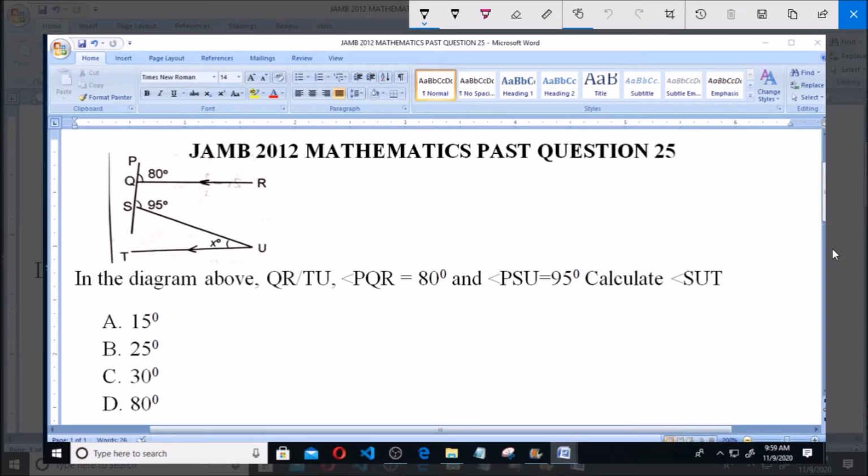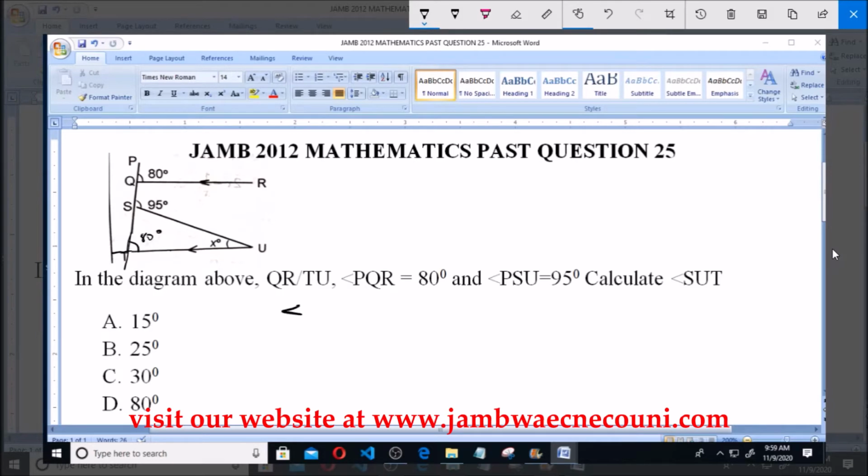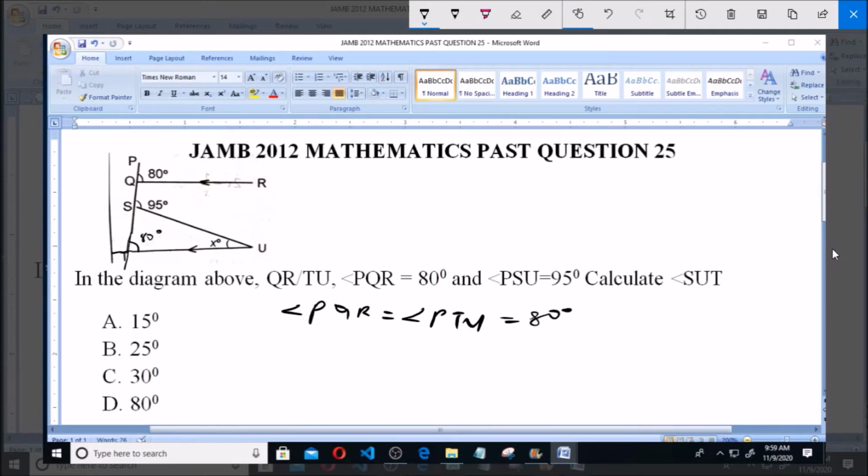Now, let's simply complete this diagram. Let's extend this line downward, something like this, and extend this line like this. So we have an angle here. Since this line and this line are parallel, this angle here, let's call it angle PTU, is equal to 80 degrees. So we say angle PQR is equal to angle PTU, which is equal to 80 degrees, and that is because they are corresponding angles.